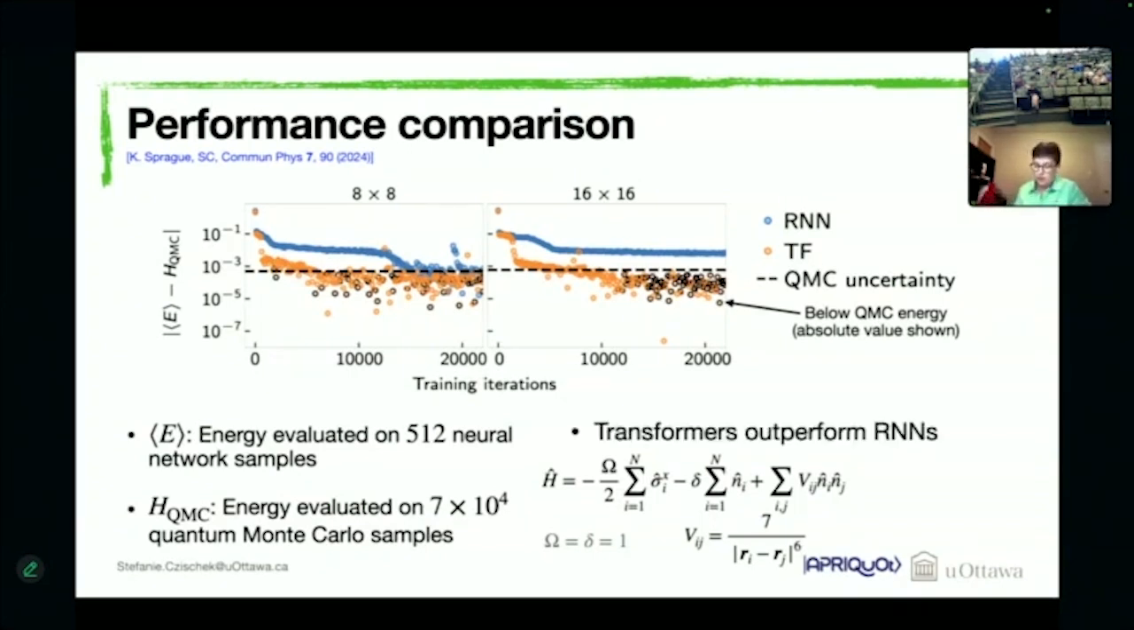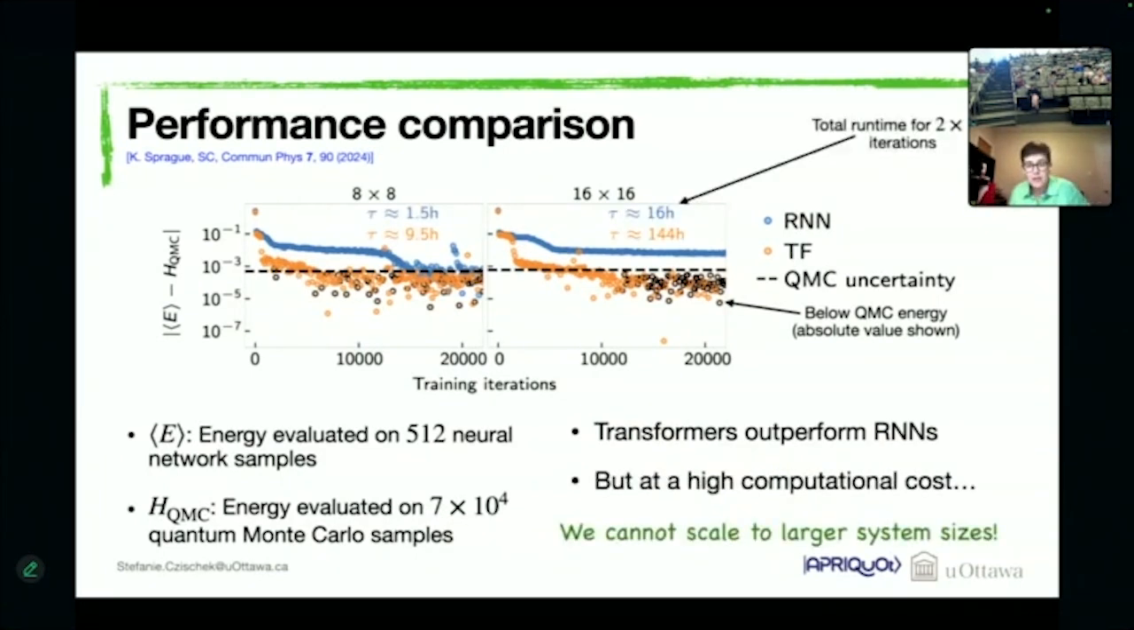And so overall, we found that transformers do outperform RNNs. So this is kind of what we expected. But of course, this also comes at a cost. And the cost can be seen if we look at the total runtime of these simulations. You see that the transformer takes much longer than the RNN.